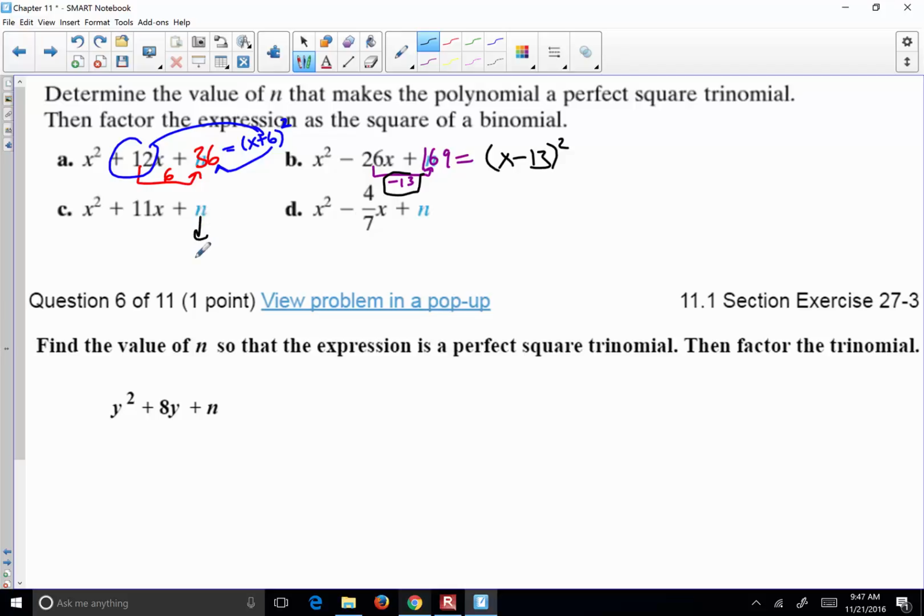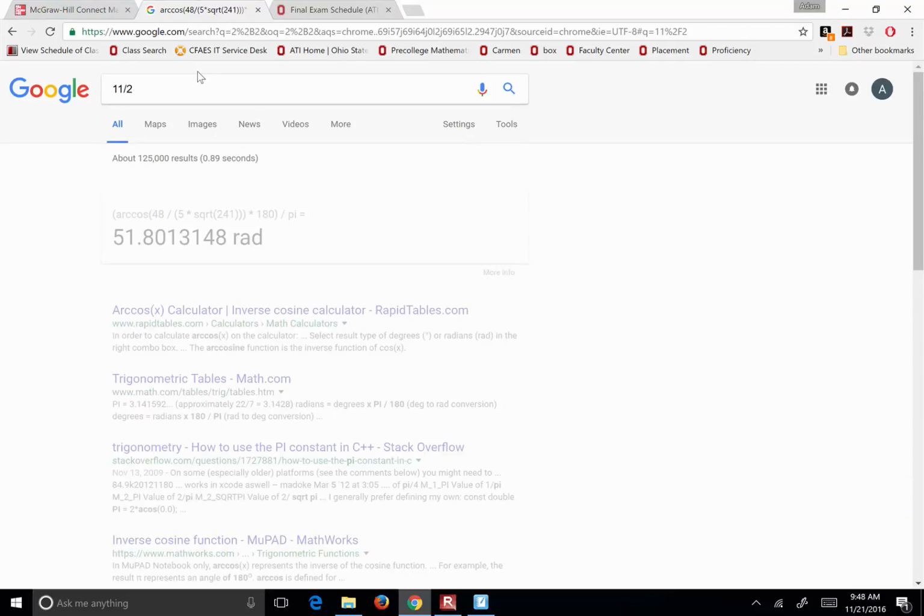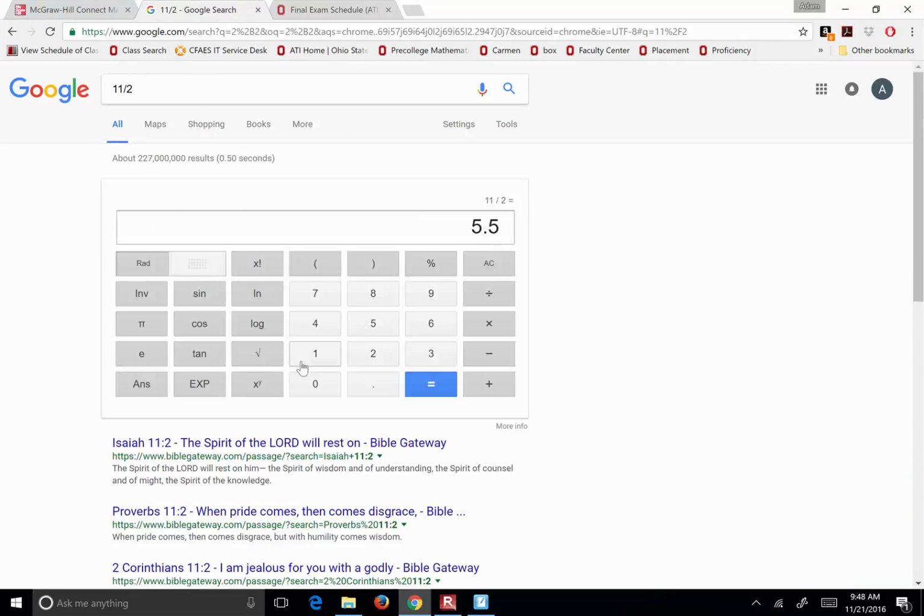Alright, what is n here? Oh, this one is tricky. 30.25. Nope, not 30.25. I'm not sure, maybe you're right. Is it? Okay, sorry about that then. You just need to calculate 11 over 2, which is 5.5, and then square it.